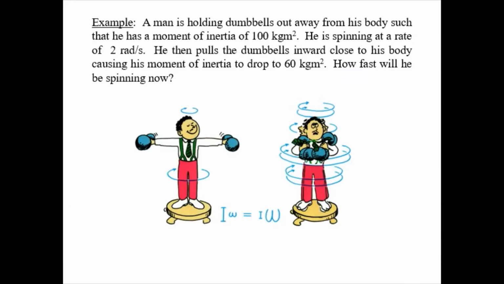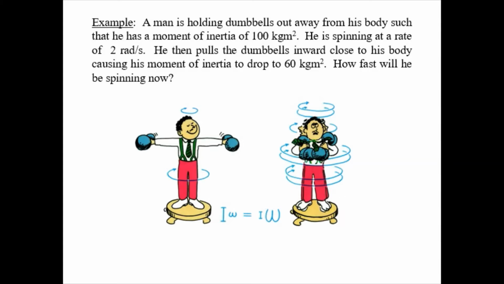So let's start to get a few numbers involved and look at this concept of conservation of angular momentum. Here we have a man holding dumbbells out away from his body such that he has a moment of inertia, or rotational inertia, of 100 kilogram meters squared. He's spinning at a rate of 2 radians per second. He then pulls the dumbbells inward close to his body, causing his rotational inertia to drop to 60 kilogram meters squared. How fast will he be spinning now?